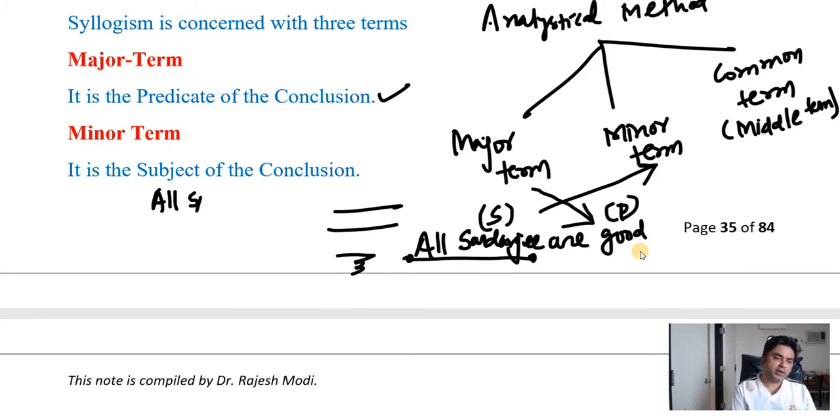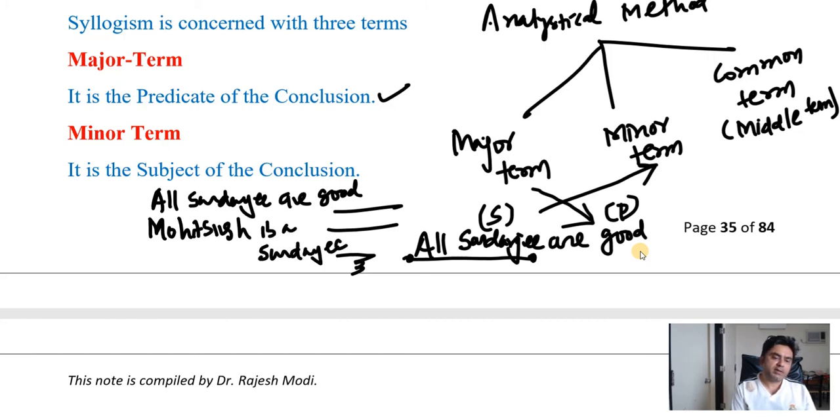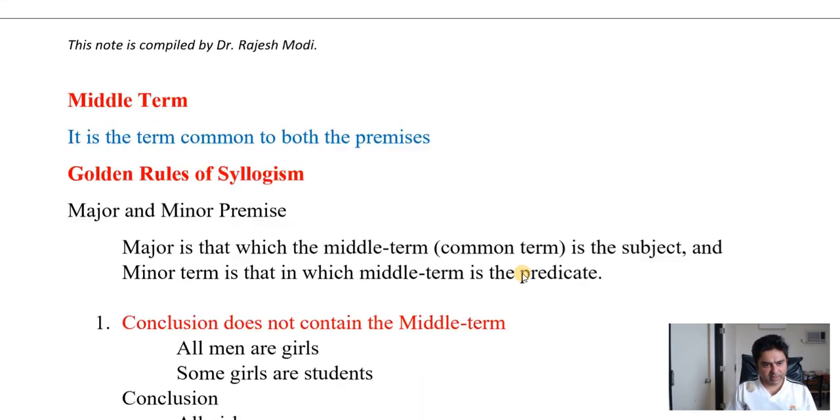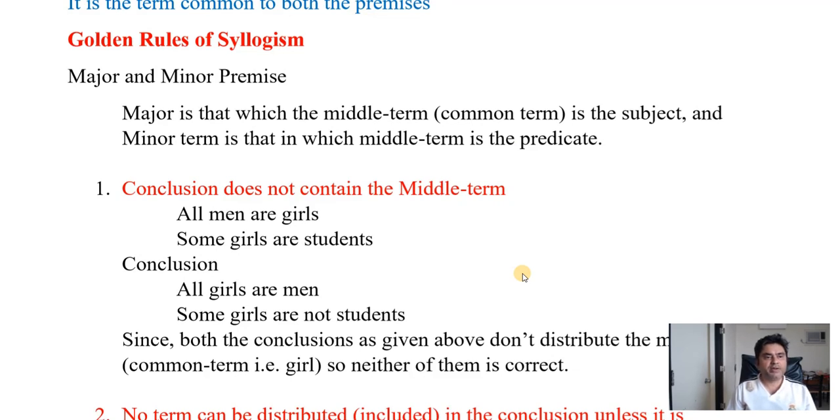Now here you need to remember the rules of syllogism. So look at the major and minor premises. The major premise is the one in which the middle or common term is the subject, and in the minor premise the middle term is the predicate. Major term means it is common to both. And minor term is where the middle term is the predicate.